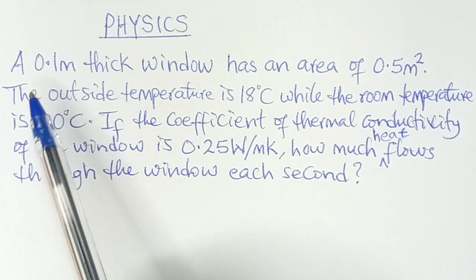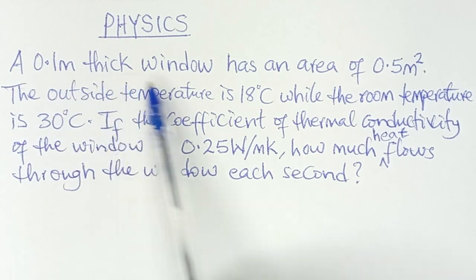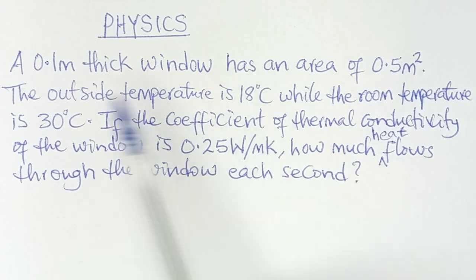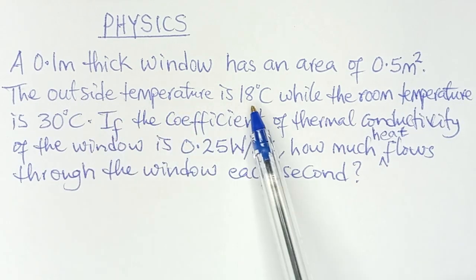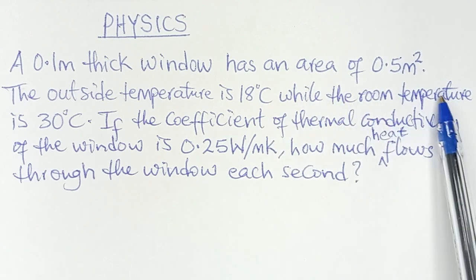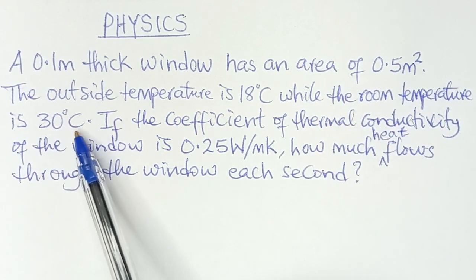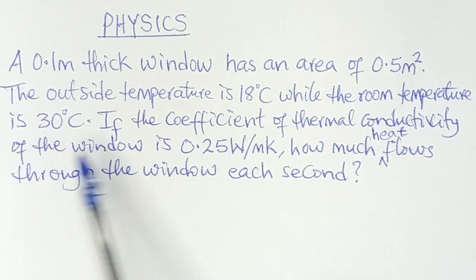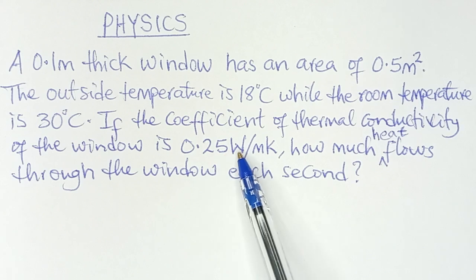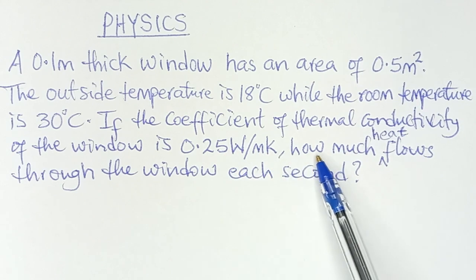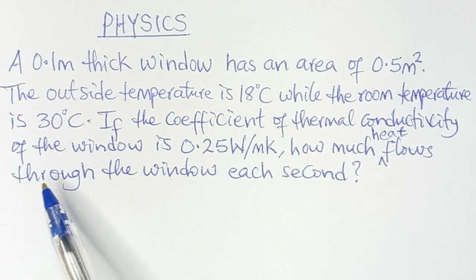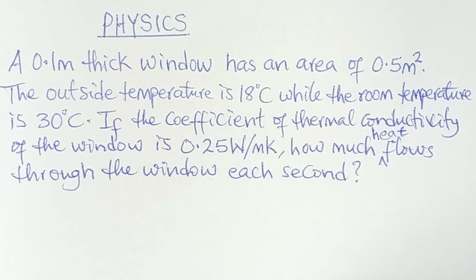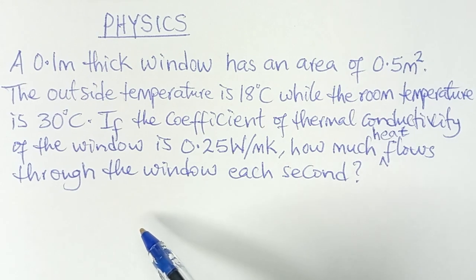The question I have here says a 0.1 meter thick window has an area of 0.5 meter square. The outside temperature is 18 degrees Celsius while the room temperature is 30 degrees Celsius. If the coefficient of thermal conductivity of the window is 0.25 watts per meter per Kelvin, how much heat flows through the window each second? So here we have to calculate the heat flow per second.